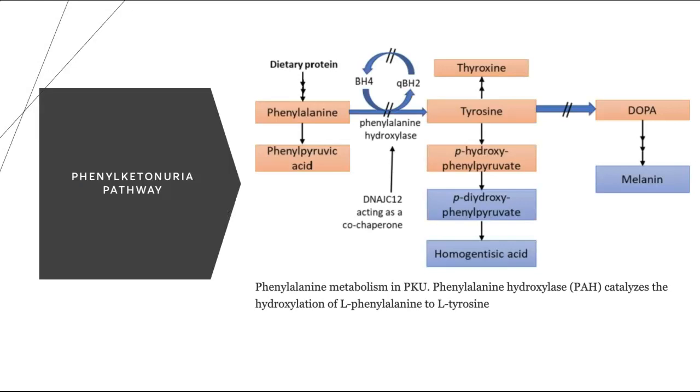PKU is an autosomal recessive disease and is an inborn error of phenylalanine metabolism that causes an increase in levels of phenylalanine in the blood. Phenylketonuria is a disorder caused by deficiency in the hepatic enzyme phenylalanine hydroxylase that converts the amino acid phenylalanine to the amino acid tyrosine. This pathogenic variant in the phenylalanine hydroxylase gene prevents metabolism of phenylalanine, and in this scenario, tyrosine can become the essential amino acid.